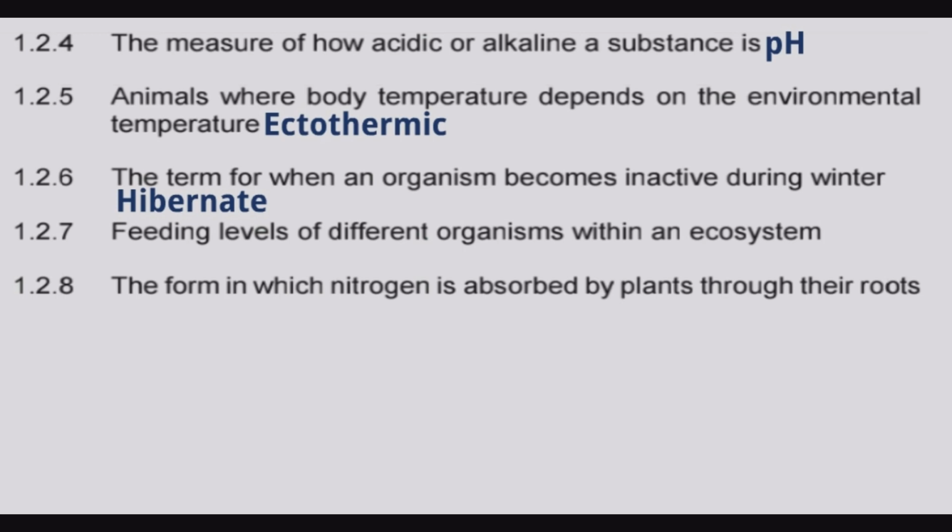Feeding levels of different organisms within an ecosystem. That is trophic levels. Okay. We come to 1.2.8. The form in which nitrogen is absorbed by plants through their roots is nitrate, or you can write it as the formula NO2. So nitrogen is taken by plants as nitrate. The plant takes in nitrate and then extracts nitrogen from nitrate.